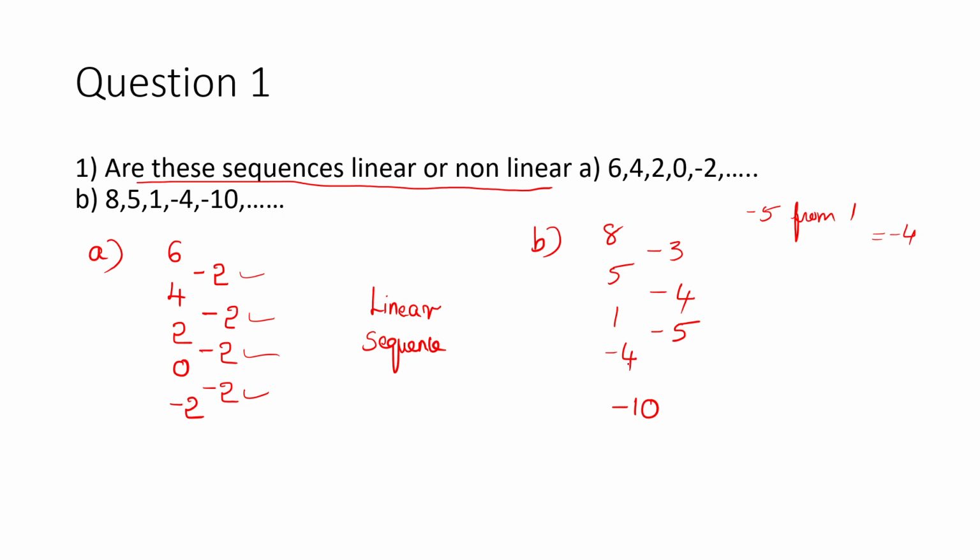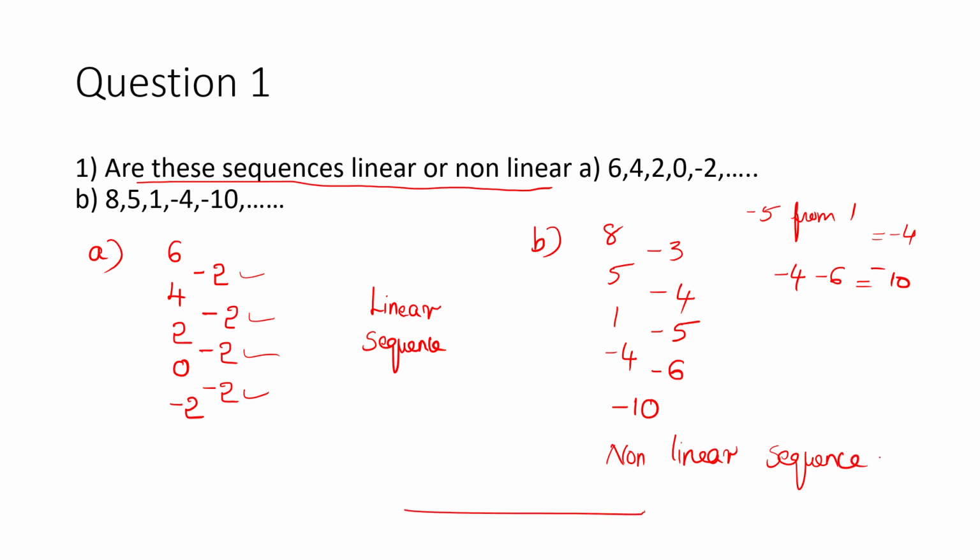And here minus 4 to minus 10. Along with minus 4, I have to perform minus 6. That is minus 4 minus 6, then it will be minus 10. So you can see this is the order: subtract 3, 4, 5, 6. So you can see that the changes are there, but those changes are not constant. So this is a non-linear sequence. Okay, I hope it is clear.